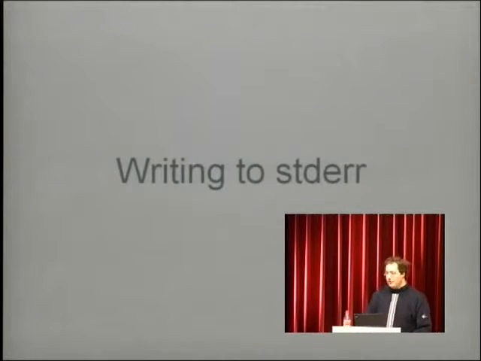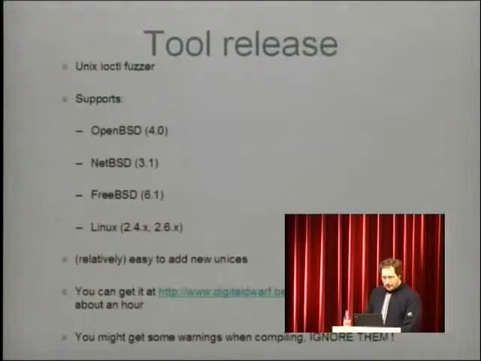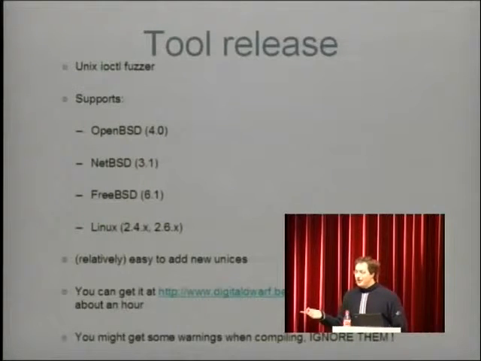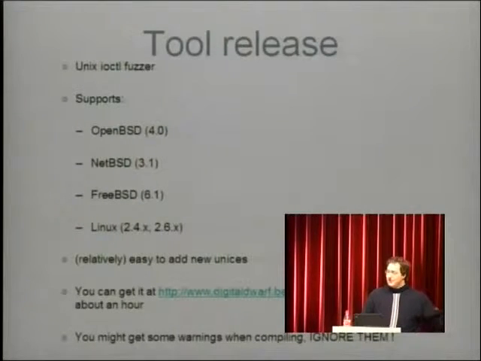Seems I'm running out of time, so I'm going to skip this because it's not really that important. Right, so I'm going to do a tool release. I wrote a Unix ioctl fuzzer, and for example, I used this fuzzer to find the OpenBSD bug that I demoed earlier. It works in NetBSD, FreeBSD, and Linux too. It's fairly easy to port to a new Unix. Usually takes about an hour or so.